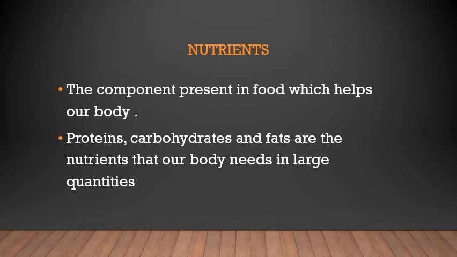Now you need to understand what nutrients are: the components present in the food which our body requires, which help our body to grow well and to have energy. Now, I'm sorry, the components present in the food which help our body are called nutrients. Now we already know what the different nutrients present in the food are. That is carbohydrates, proteins, fats, minerals, vitamins. These are the main nutrients present in our food.